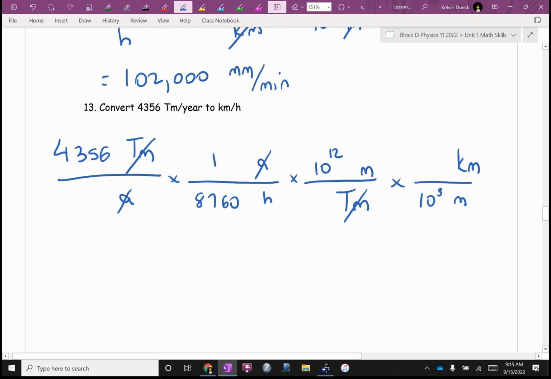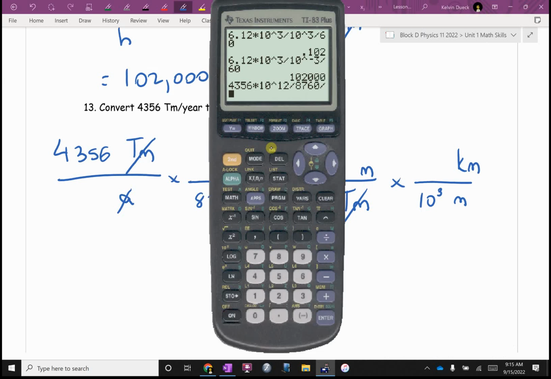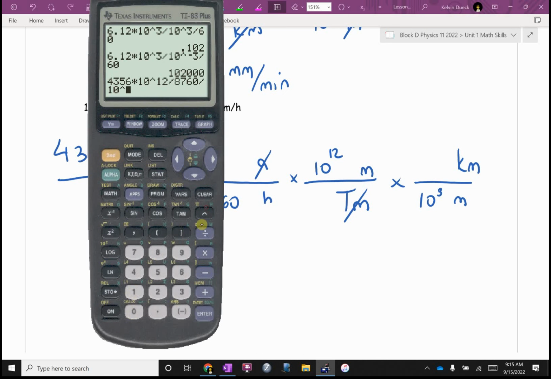Hopefully we're at the stage now where this is becoming almost repetitive and boring. If I get you there, good. Then it's plug and chug. 4,356 times 10 to the 12th divided by 8,760 and divided by 10 to the 3rd.